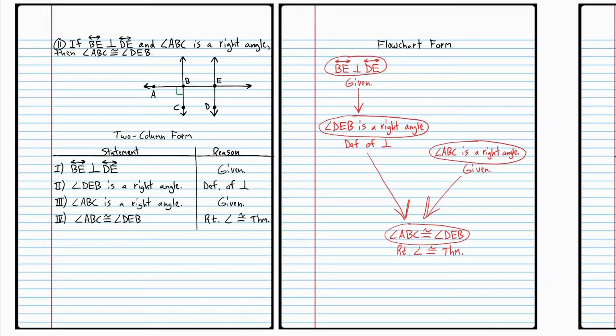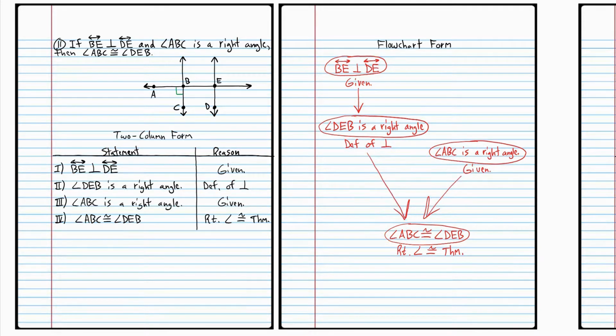All right, we're back. So they're perpendicular, the lines are perpendicular, and it follows from that angle DEB must be a right angle, because that's the definition of perpendicular. And we also know that angle ABC is a right angle. That was given, but that doesn't follow from anything. That was just given. But we need to use both these pieces of information to conclude that angle ABC is congruent to angle DEB using the right angle congruence theorem.